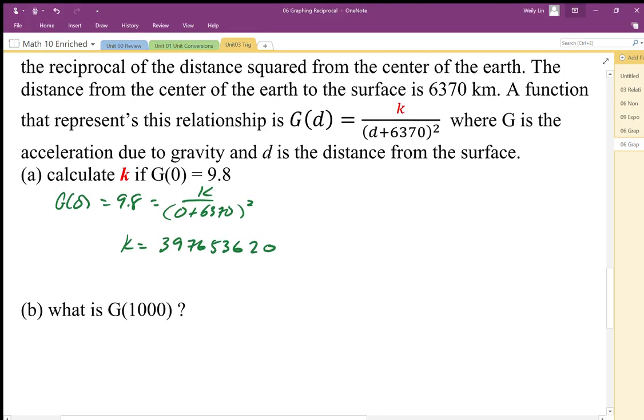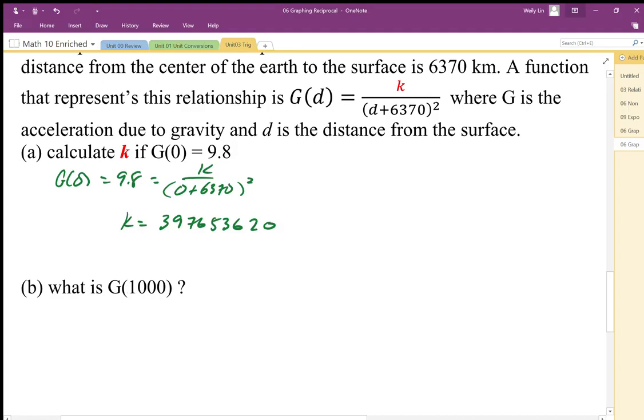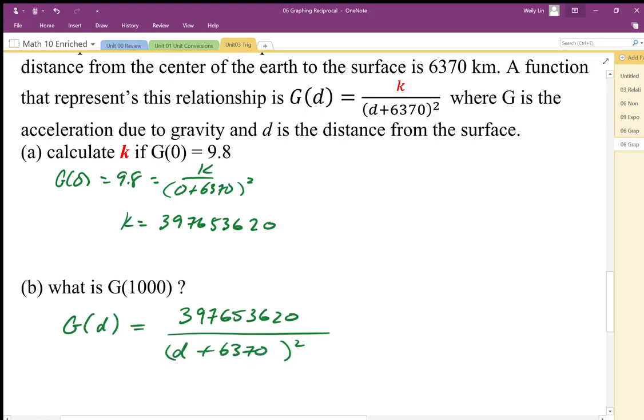Okay, so it's a fairly large value, and we're going to save that value, and we're going to use that value to calculate part B. So the g function then, as a function of distance, is equal to that constant value divided by d plus 6370 squared.